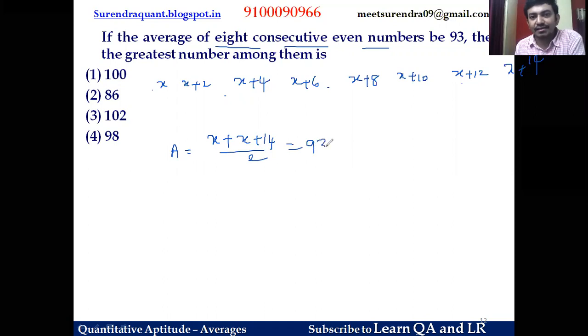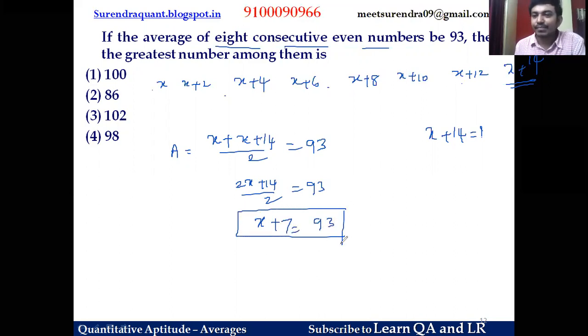This is given as 93. So the average of the numbers is given as 93. Then what is the last term? The greatest number is x plus 14. Now here, first plus last is 2x plus 14, so 2x plus 14 by 2 equals 93. So x plus 7 is 93, right? But what is our requirement? Our requirement is x plus 14. So how do you get x plus 14? Add 7 to this. 93 plus 7, 100 is the number. So 100 is the largest of the given numbers.